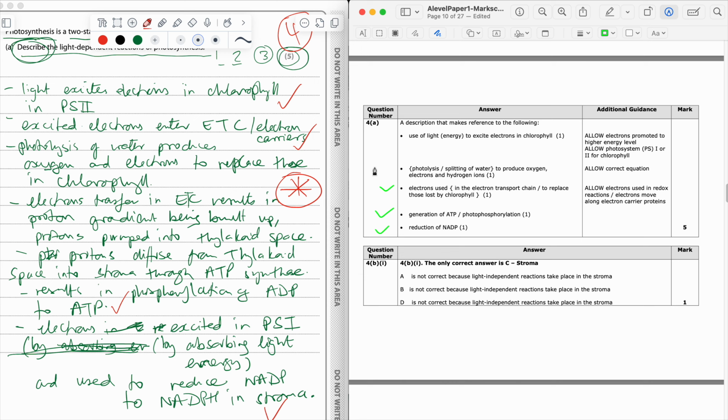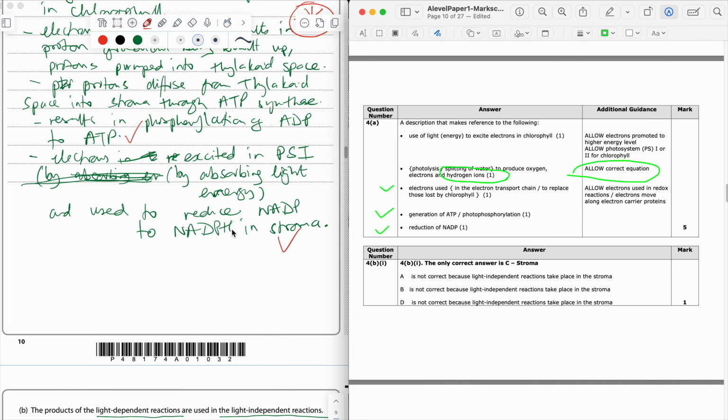Photolysis, splitting of water to produce. I think photolysis of water produces oxygen and electrons. I think I didn't say hydrogen ions, so I missed that mark because I forgot to talk about photolysis producing the hydrogen ions. But it also allowed a correct equation, so maybe I could have done that. Okay, so I lost that mark.